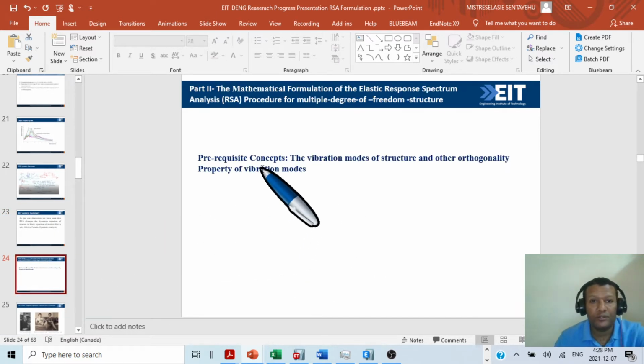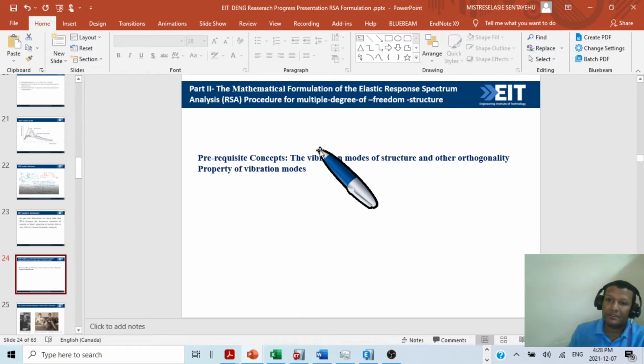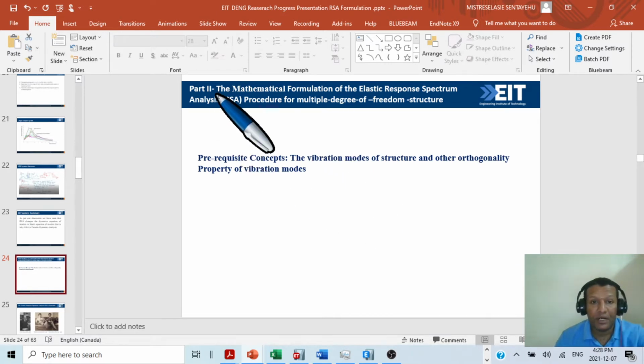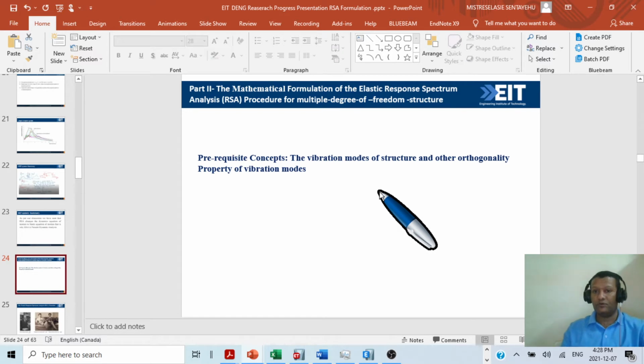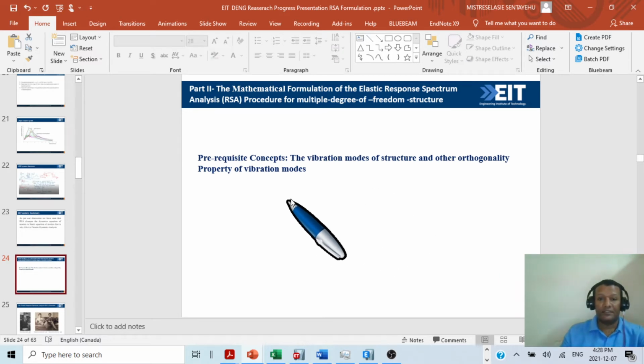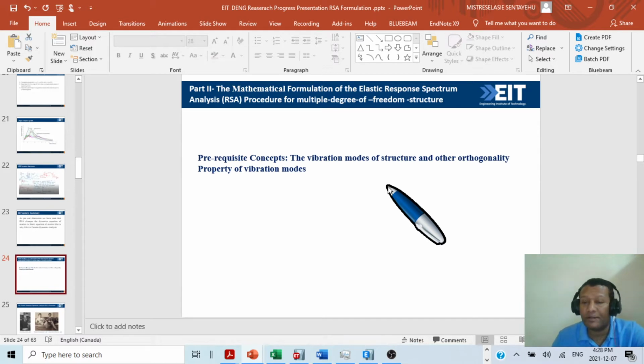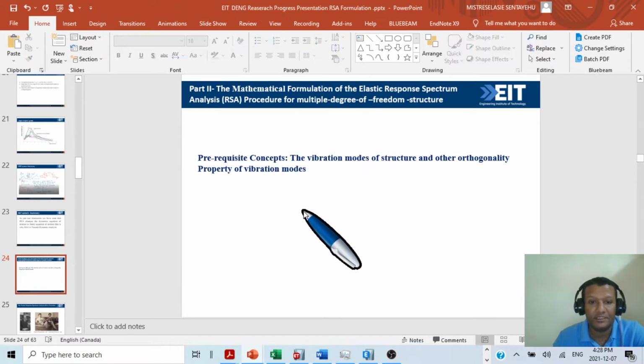So let's go to part 2. Now we know, in very short time, what a response spectrum is. Part 2: the mathematical formulation of the elastic response spectrum analysis procedure for a multiple degree of freedom system. The vibration modes of the structure and the orthogonality property of the vibration modes are required for this.